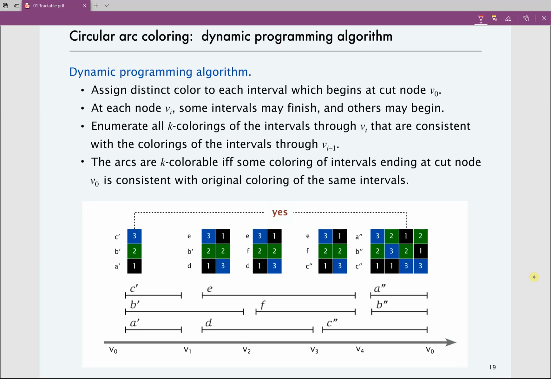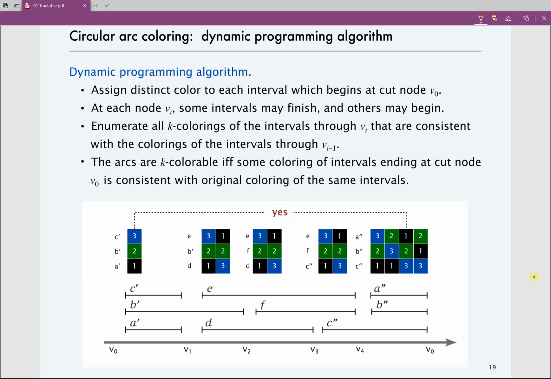Oh, I forgot to say this. Let's define a parameter K, where we're trying to answer the question: is it possible to color this arc using at most K colors? So this is what we're trying to answer, right? In this case, K is going to be 3, and we're trying to see if it's possible to 3-color this arc.